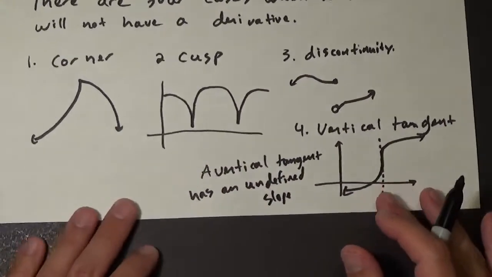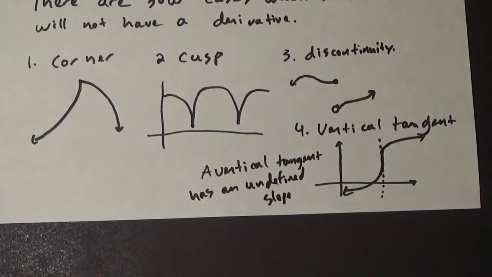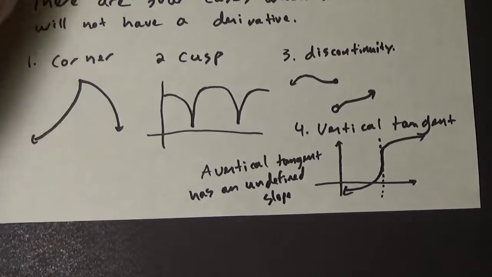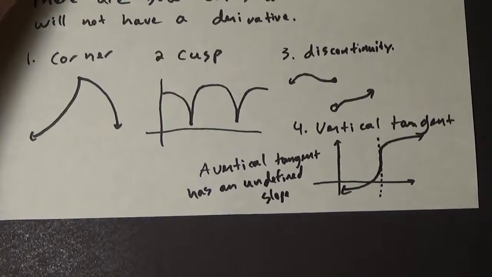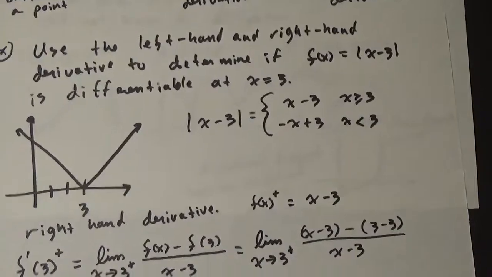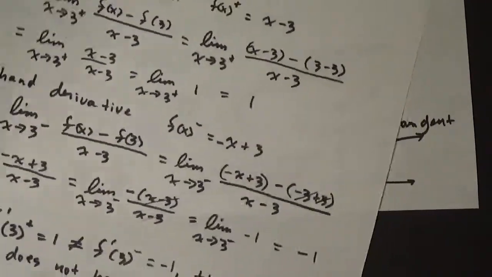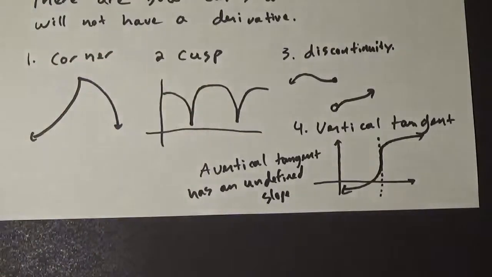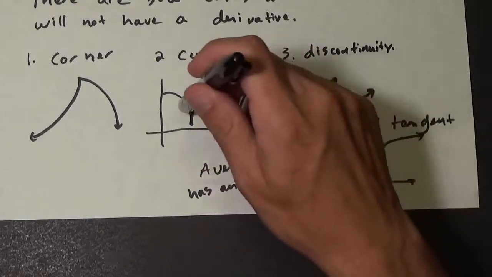Okay. So there are the cases where you can just look at a graph and know, well, that's not going to be differentiable. Of course, when you have to show it, you got to use our left hand and right hand derivatives to do that. But at least you know that it's not supposed to be, so you can work on how to figure that out.